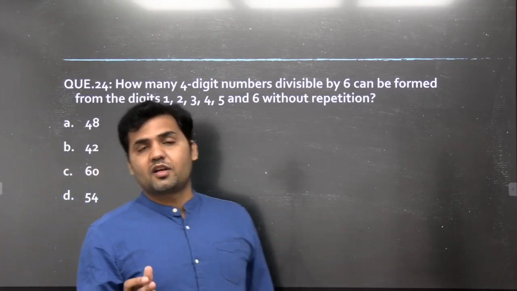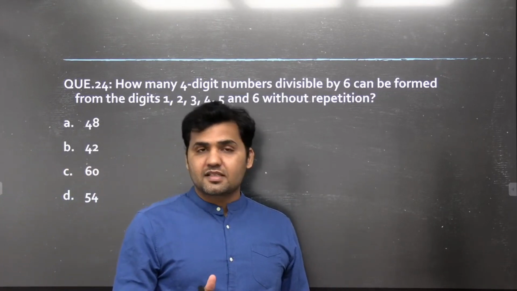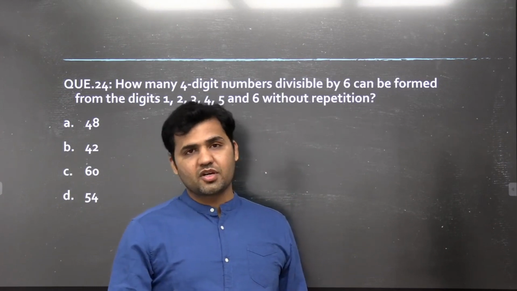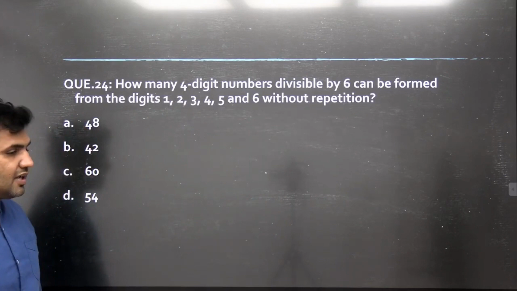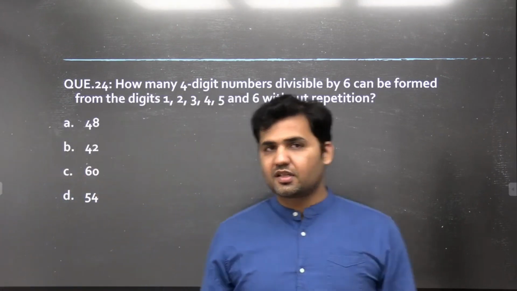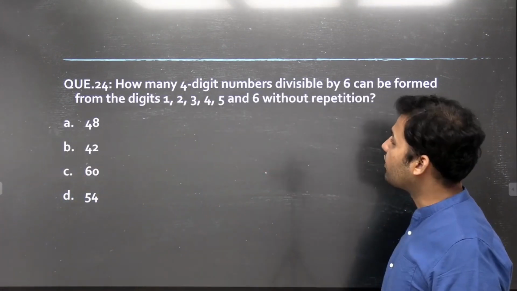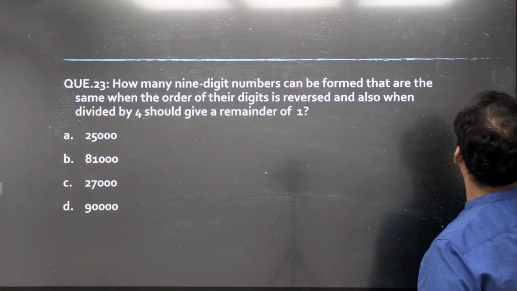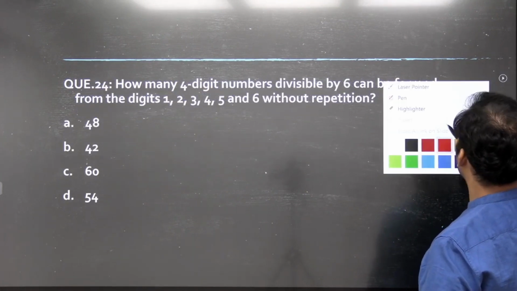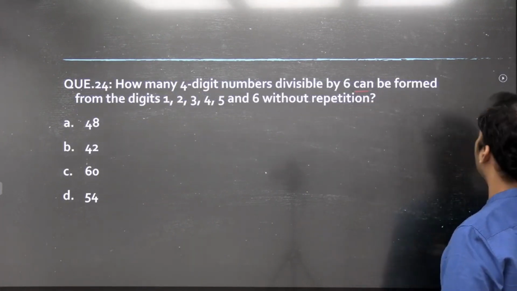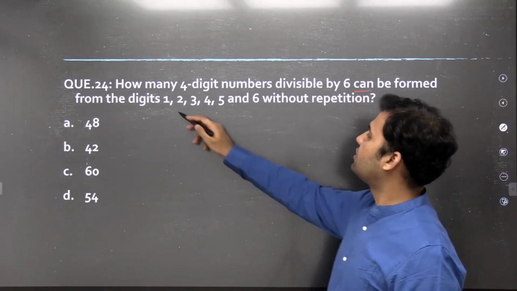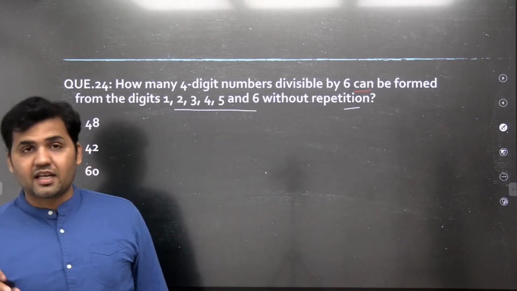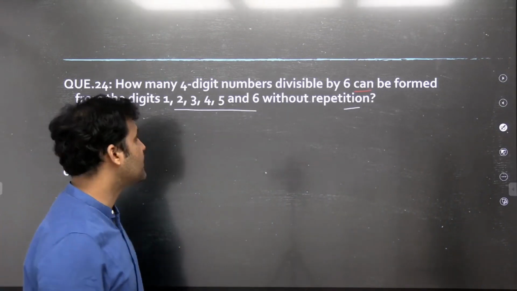Hey guys, welcome back. In this video, we will be discussing some more questions of divisibility concept and permutation. So here is question number 24. Till question number 23 we have discussed in the previous videos. So I am starting with question number 24 now. How many 4-digit numbers divisible by 6 can be formed from the digits 1, 2, 3, 4, 5 and 6 without repetition? So digits are not supposed to be repeated, and here you should know the divisibility rule of 6.